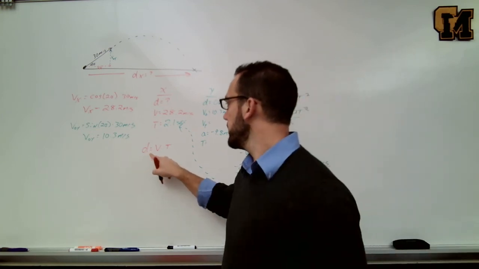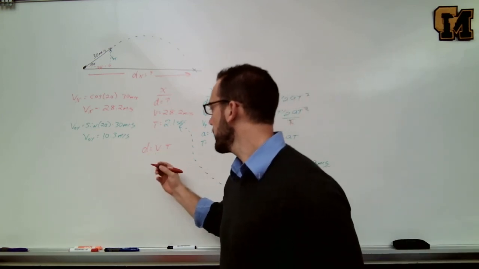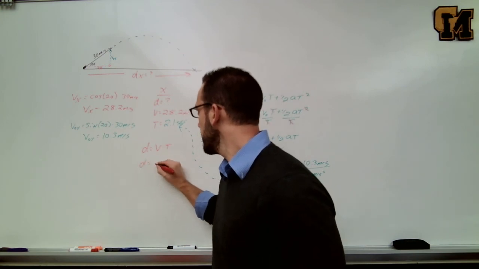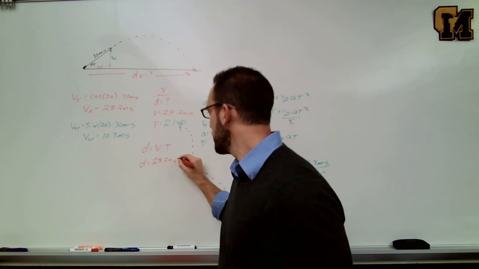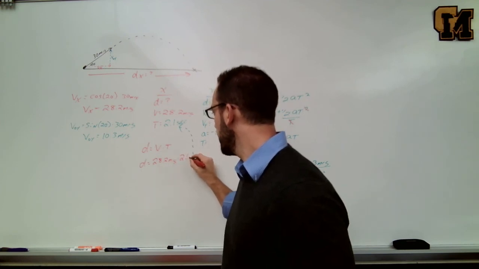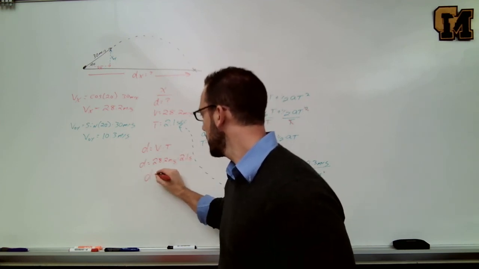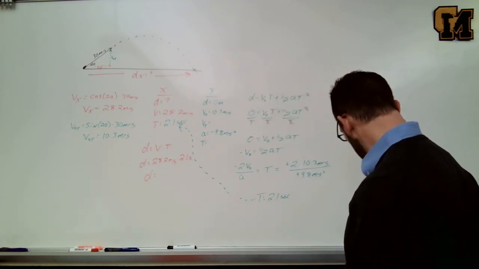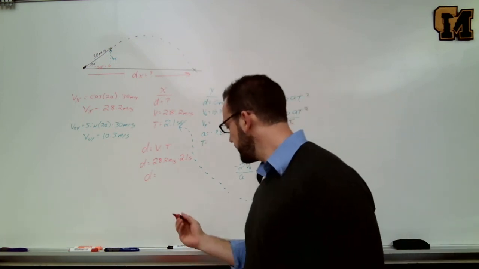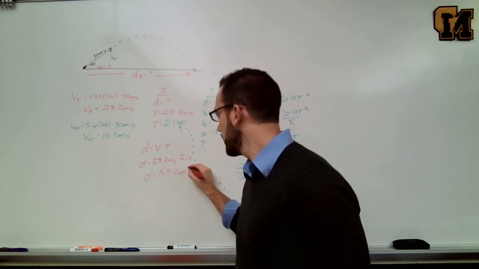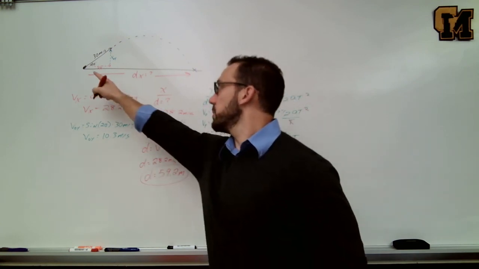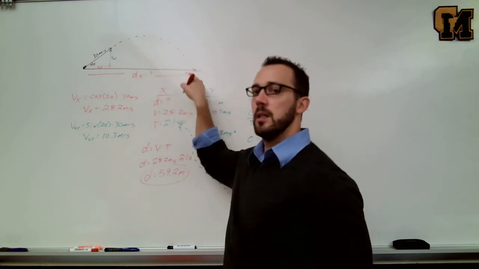We already know displacement in the x is velocity multiplied by time. So displacement in the x equals 28.2 meters per second multiplied by 2.1 seconds. And when I plug into my calculator, what I find is 59.2 meters is the distance this projectile goes in the x direction till it lands.